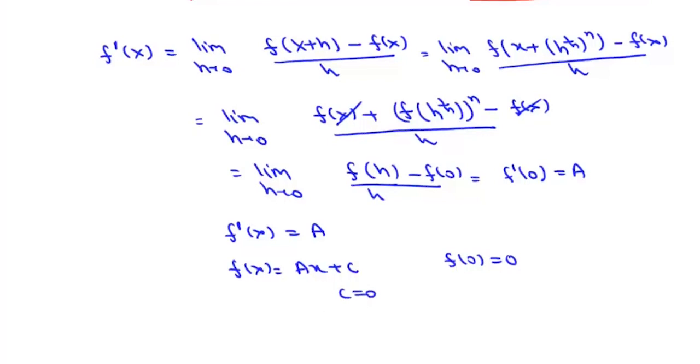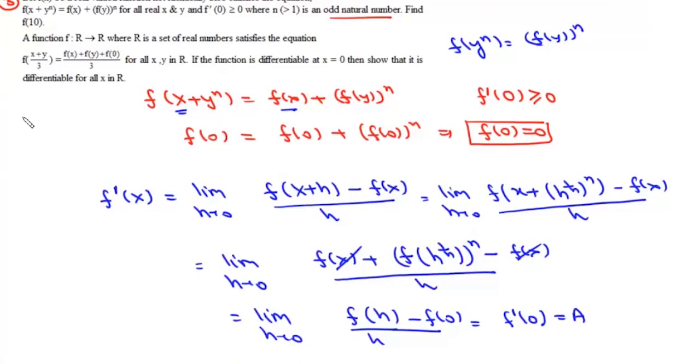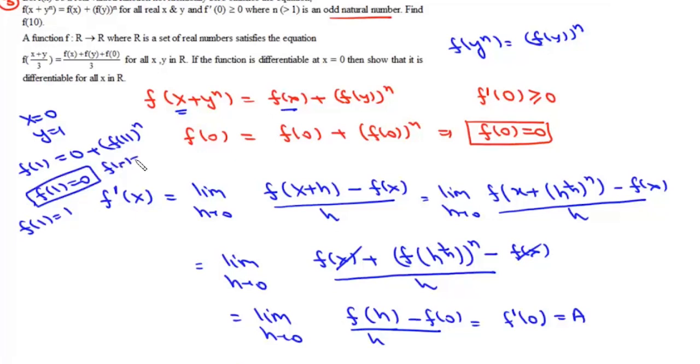So we'll again go back to the equation. So if we put x as 0 and y as 1, we can write f1 will be equal to f0, which is 0, plus f1 to the power n. So from here we'll get either f1 is 0 or f1 is 1. Then in that case, this fx will be 0 throughout, constant, but it is given that it is not identically 0. That means value of f1 is to be taken as 1.